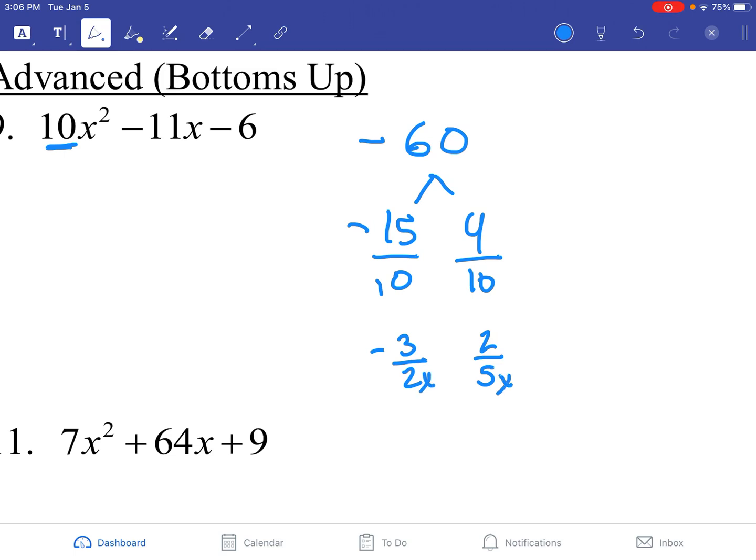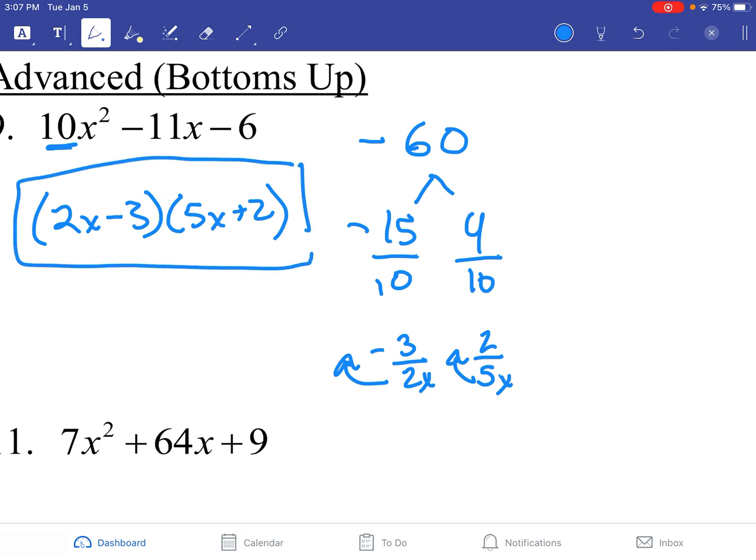I'm going to put an x on the bottom with our denominator for both fractions, and that becomes the first term when the bottom comes up. So I have 2x minus 3, and I have 5x plus 2. Okay, that is my answer for the bottoms up method.